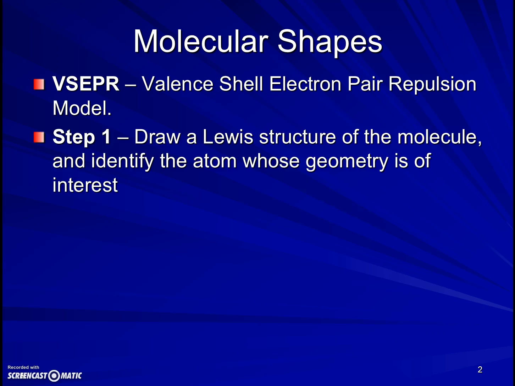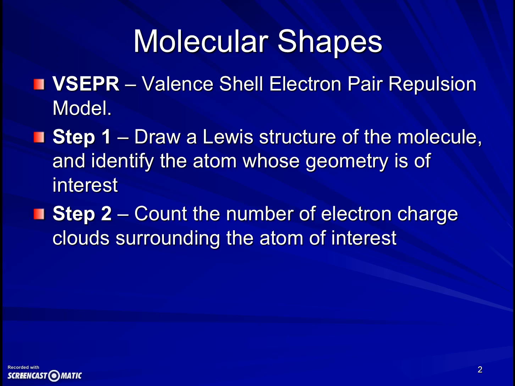And all that does is assume that each of the groups of electrons around a central atom will repel each other and get as far apart as possible. So if we want to know the shape of a molecule that has one central atom, the first step is to draw the Lewis structure of that molecule and then identify which atom's shape we are most interested in. That's going to be the central atom.